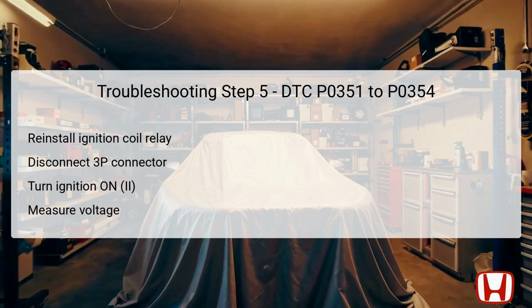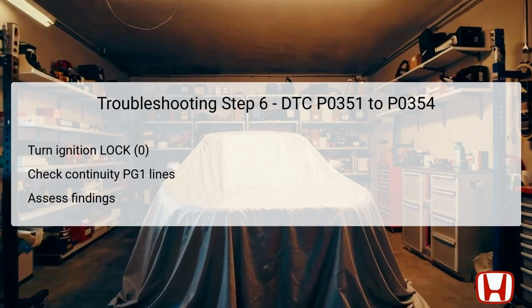to ensure continuity. The 6th step focuses on continuity testing of the PG1 lines, which are integral for proper electrical communication within the system. To initiate this step, again, turn the ignition switch to the lock, 0 position. This safety measure ensures that no unintended power is present during testing.